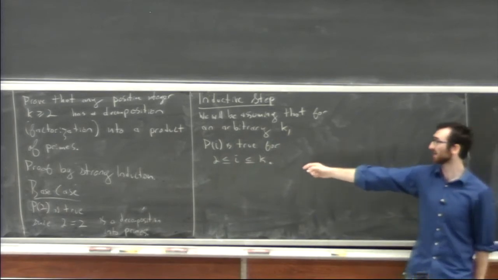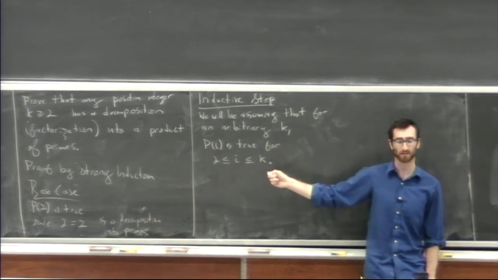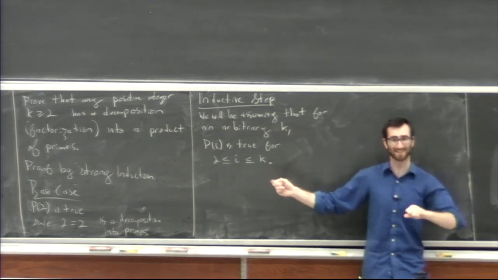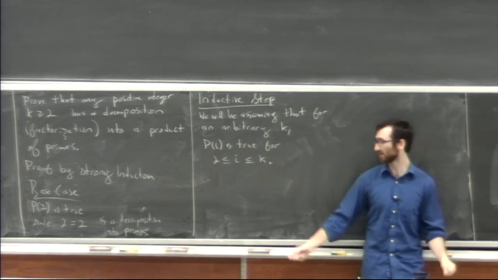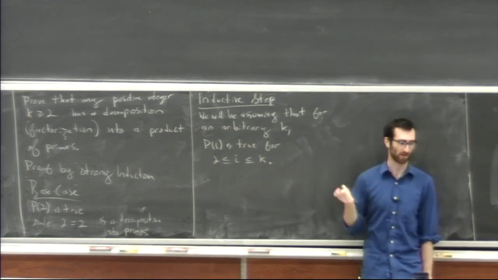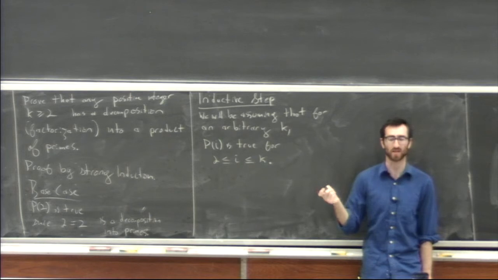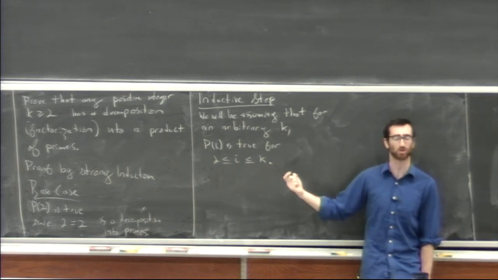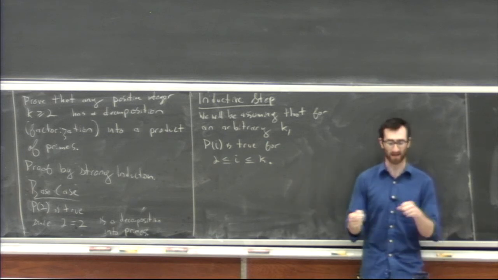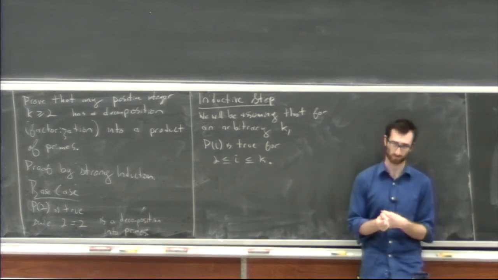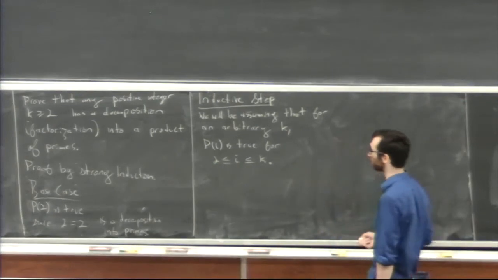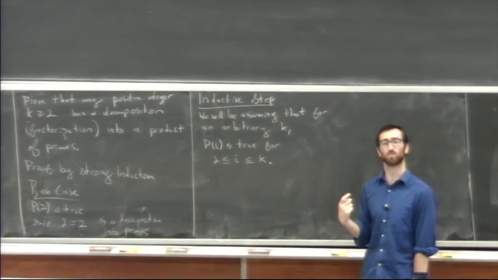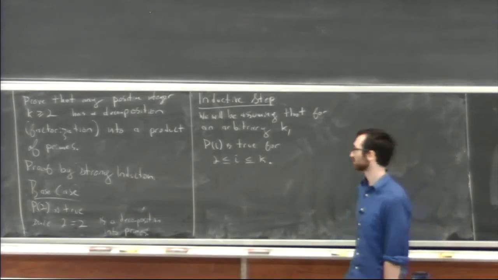So what this is saying is fix some integer k and assume that every number equal to k and less than k has a prime factorization. If I say take k to be 100, then this assumption is every integer between 2 and 100 has a factorization into prime numbers. And what I want to show is P of k plus 1, because I want to show k plus 1 has a decomposition into prime numbers.